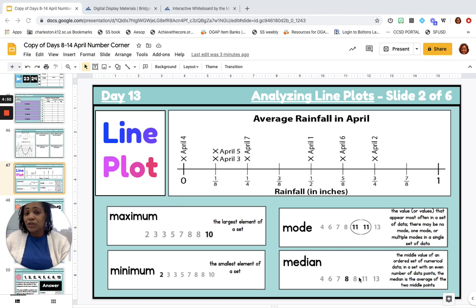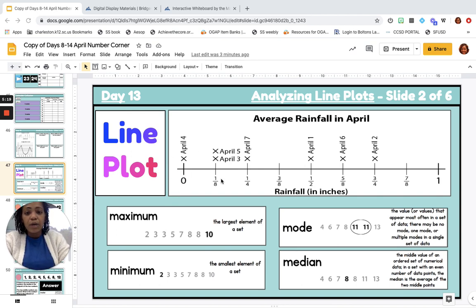Now I'm going to throw in a new term, which is median. And median is just like what it sounds like. It's in the middle. And you may have heard that term maybe with your parents driving and having to pull over in the median or something like that, which is the middle of a highway. So in the median, we have to consider how many numbers total we have and then find the number that's in the middle. So let's count our numbers.